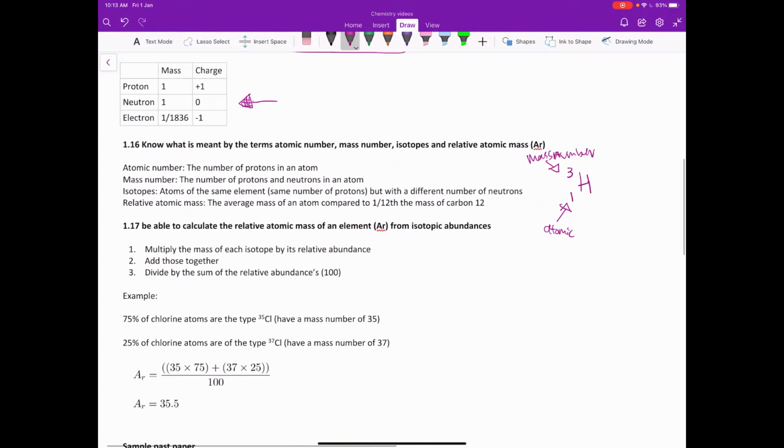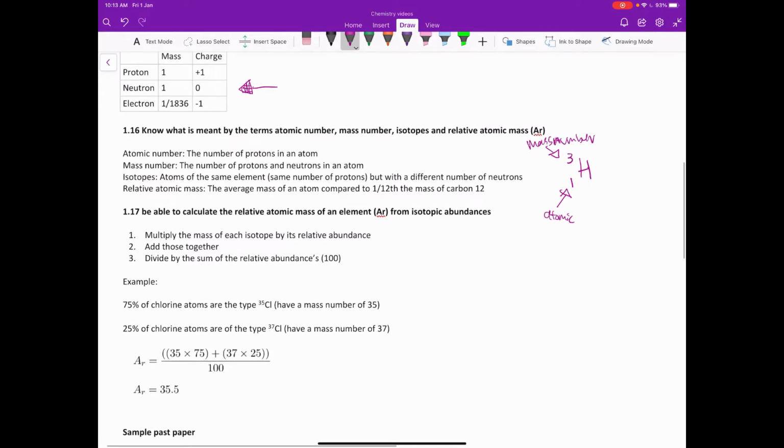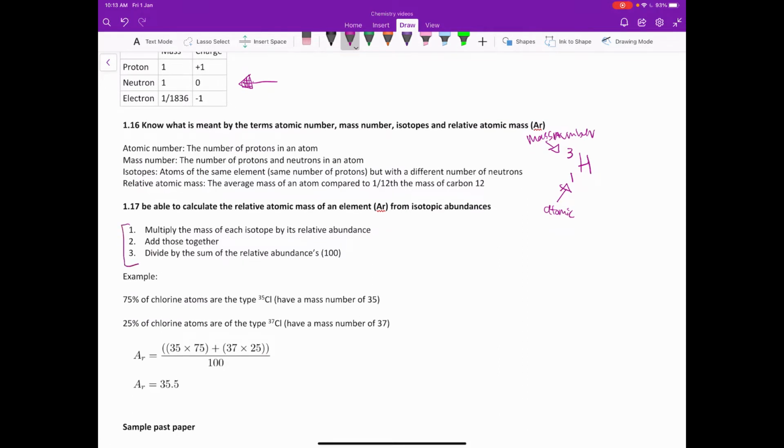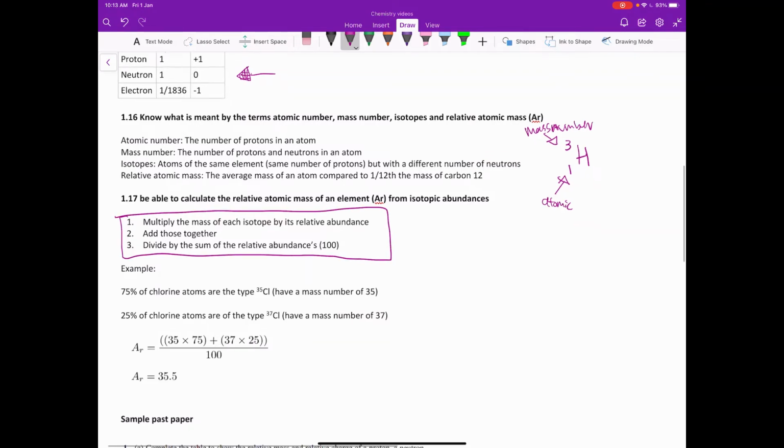1.17, calculate the relative atomic mass of an element from isotopic abundances. These are the steps. The equation is this, and this is the example.